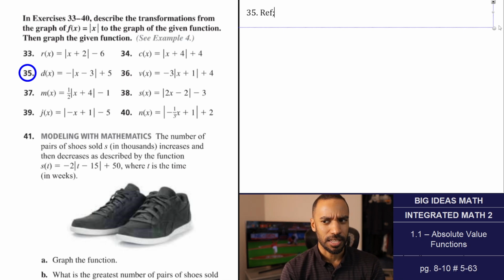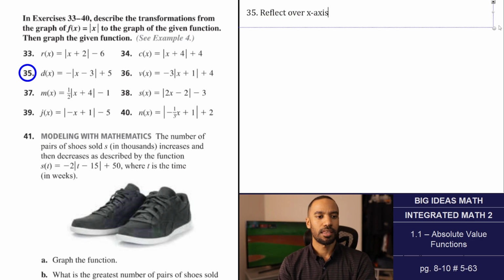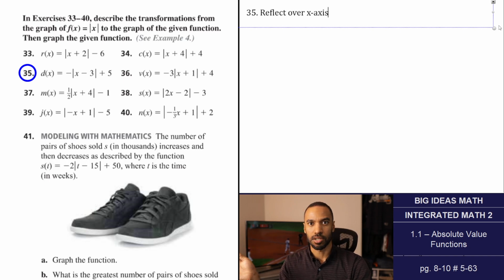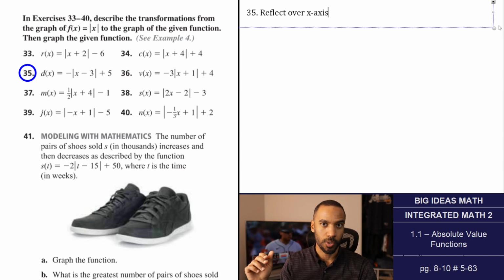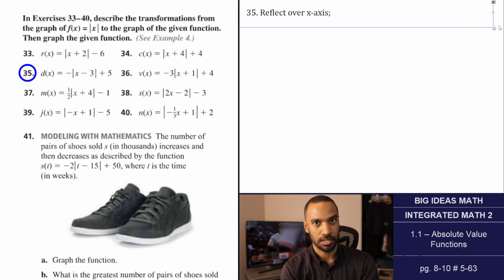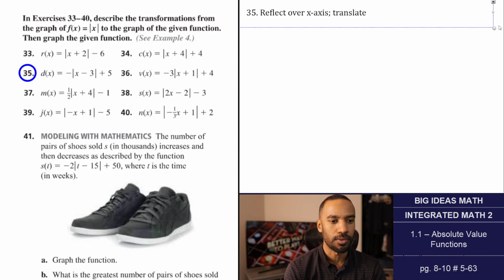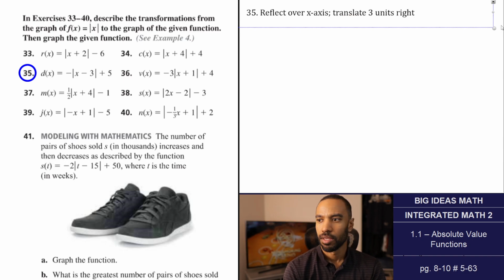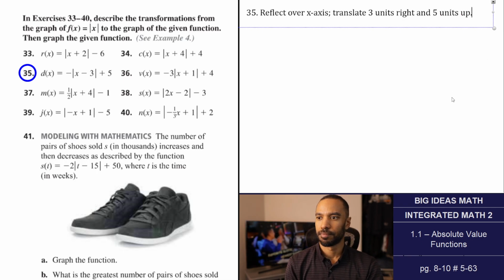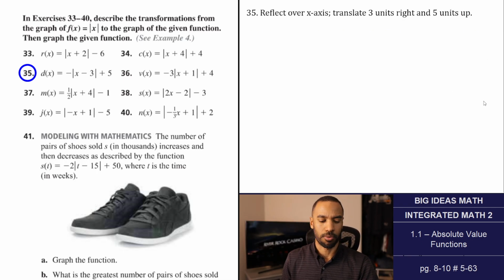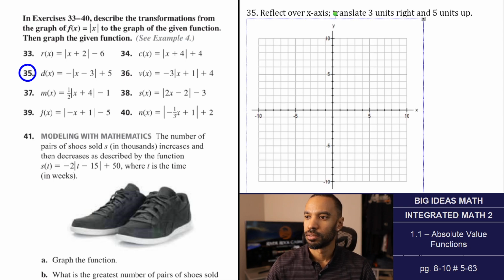I think they say reflect in the x-axis. I'm going to say reflect over x-axis. Notice that there's no number in front. That means that it's a -1. That means there's no change in the stretch or compression. So I don't have to mention anything there. So reflect over x-axis, that's the A portion. H is translate 3 units right. K is translate 5 units up. And that is very proper description.